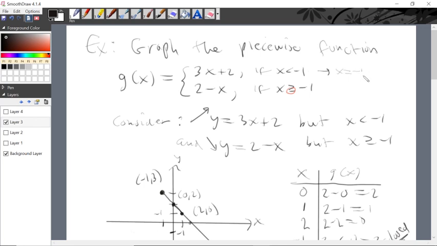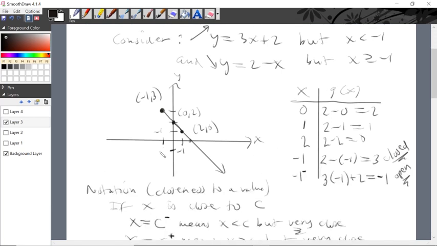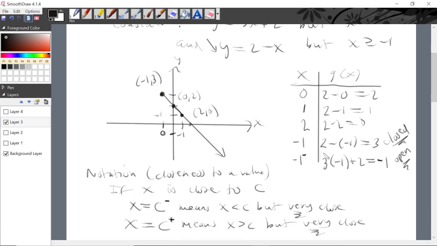So if x is equal to -1 in this branch, it's going to be an open point. But if x is equal to -1 along this branch, it's going to be a closed point that we're going to graph in 2 dimensions. How do we graph an open point? With an open circle, with an open circle enclosing that location right there.